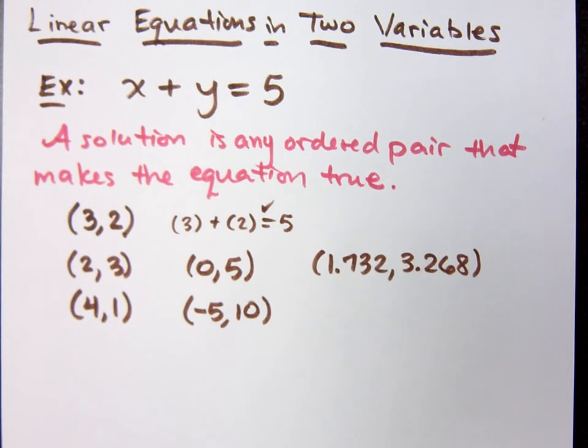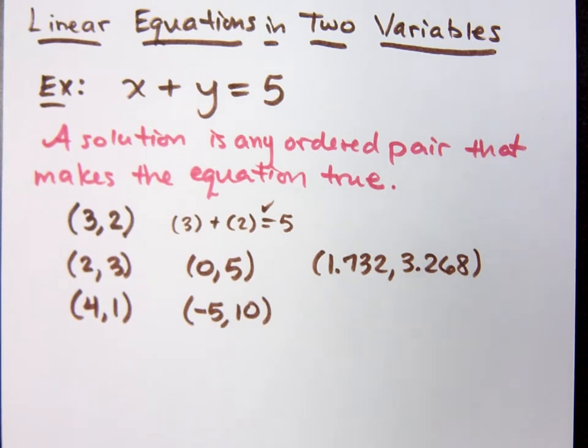So negative 5, 10, we could even go crazy and say 1.732 and 3.268. So these guys work, right? How many solutions do we have? Just 6? That's all? We haven't exhausted all possibilities, have we? They can be indefinite, right? There are an infinite number of solutions here.